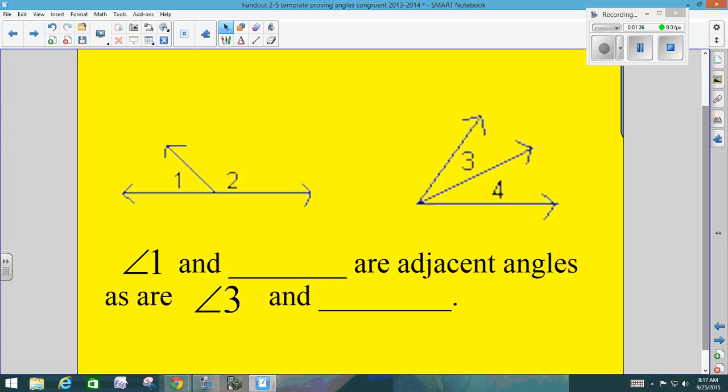Angle 1 would be adjacent to angle 2. They're next to each other. They share this ray here. They're not overlapping. Angle 3 and angle 4 are adjacent angles. They share the ray here. Next to each other. Don't overlap. If they're not next to each other, we say they're non-adjacent angles. But they also come in pairs.